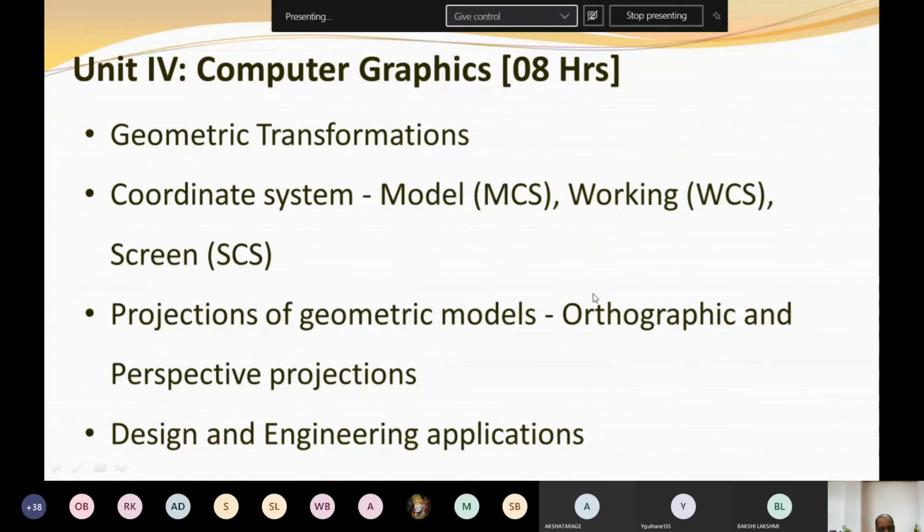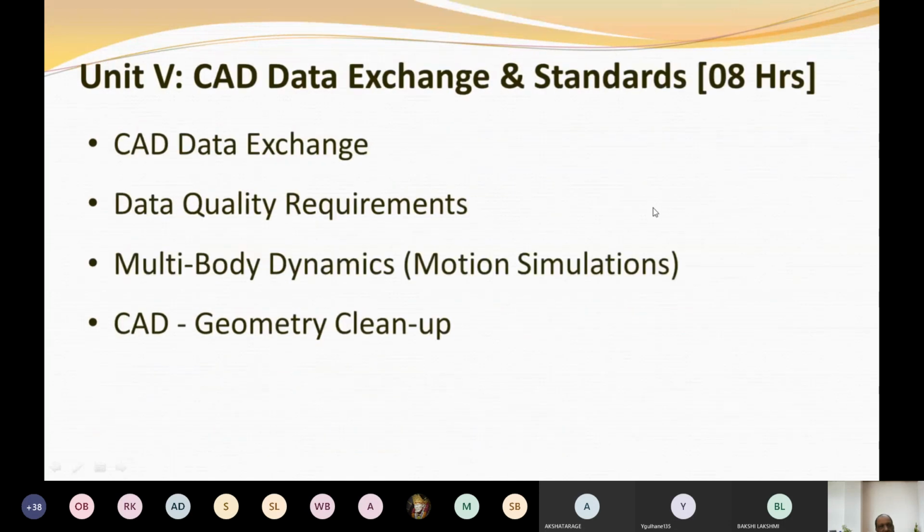Design and engineering applications of this, we will see various things with respect to a particular software. So we'll start with the geometric transformations. CAD data exchange and standards. CAD data exchange, data quality requirement, multi-body dynamics, and CAD geometry cleanup.